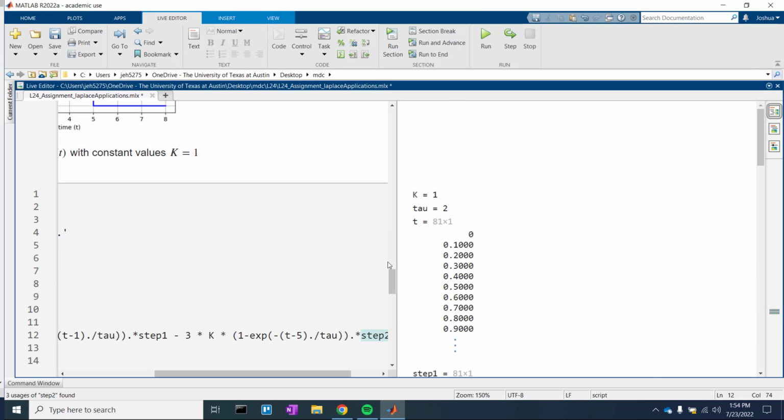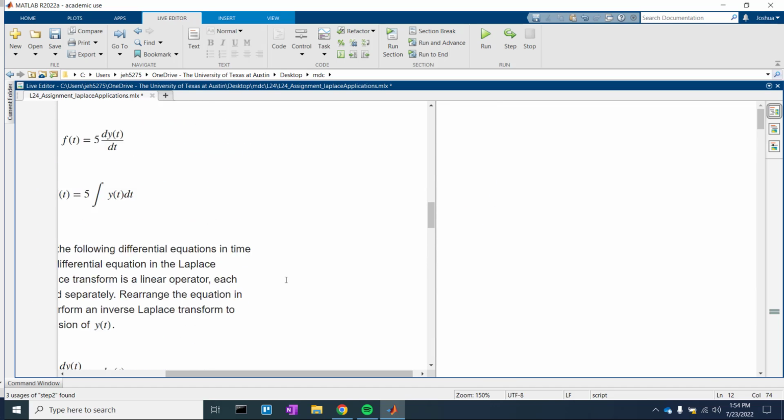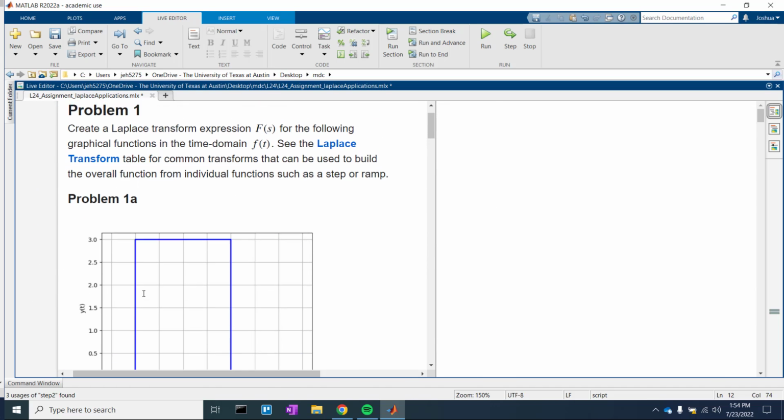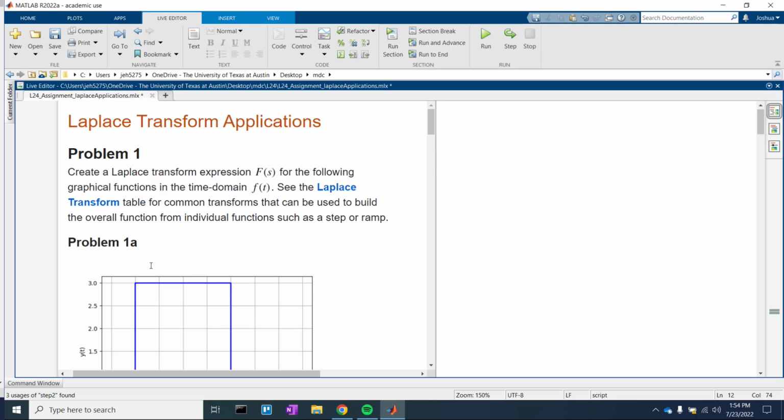So there you go. Hopefully things made a little bit more sense, and hopefully this helped you identify how Laplace transforms can be used to help us convert differential equations into analytic solutions.